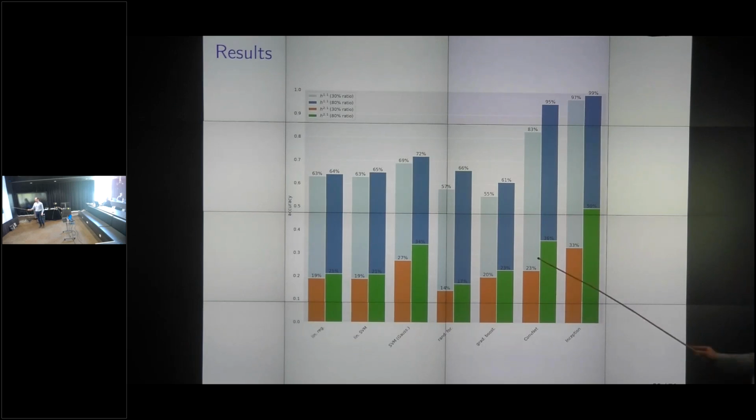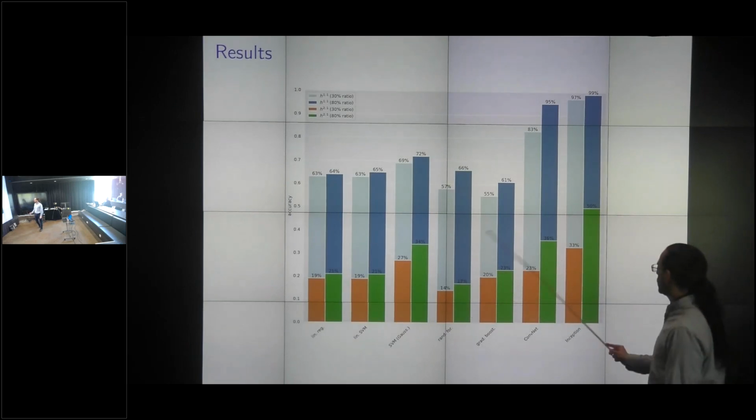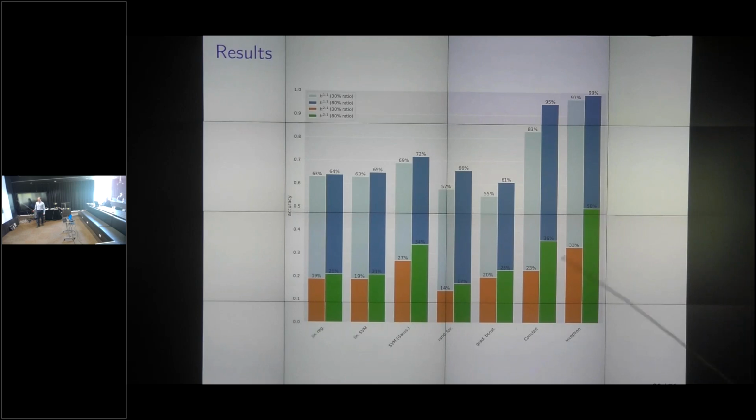Here is the performance. We tried various other non-neural network algorithms. As you see, it's very clear that already a convolutional neural network works much better for the first Hodge number, h11. And if you use the inception neural network, we get 99% accuracy if we use 80% of the data as training.